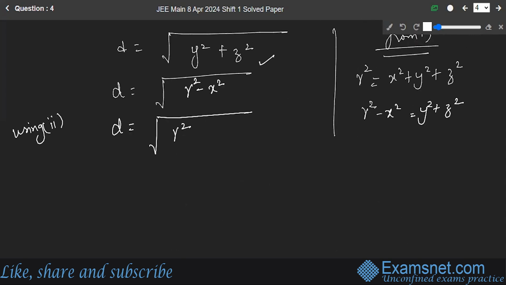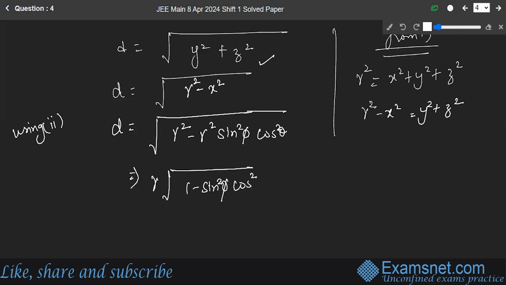So x square was equal to gamma square sine square phi cos square theta. This gives me gamma outside, and this will be 1 minus sine square phi cos square theta. That's equal to your d. So this is the answer to the question.